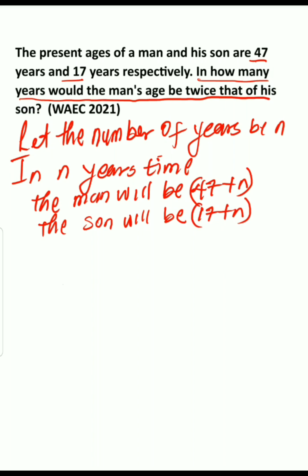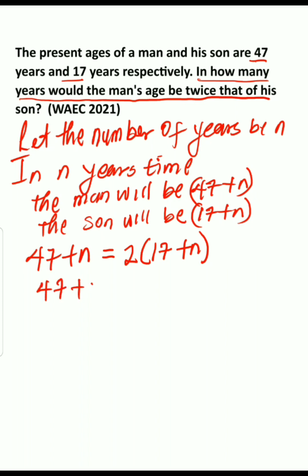And so to put all of this together to form an equation, in how many years' time would the man's age be twice? So that means in n years' time, the man is 47 plus n equals twice the son's age, 17 plus n. And so we have an equation here in terms of n, and then we solve for n. So this is 47 plus n equals 2 times 17, that is 34, plus 2n.